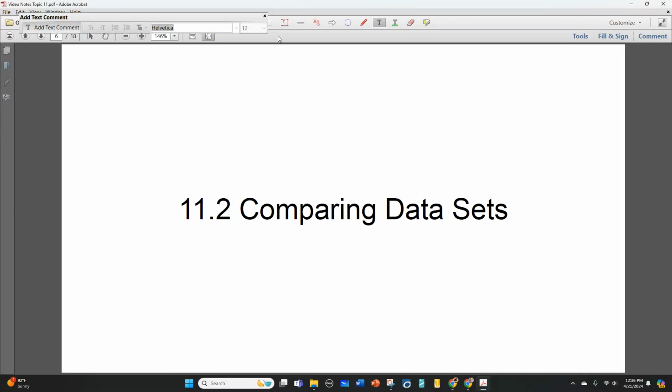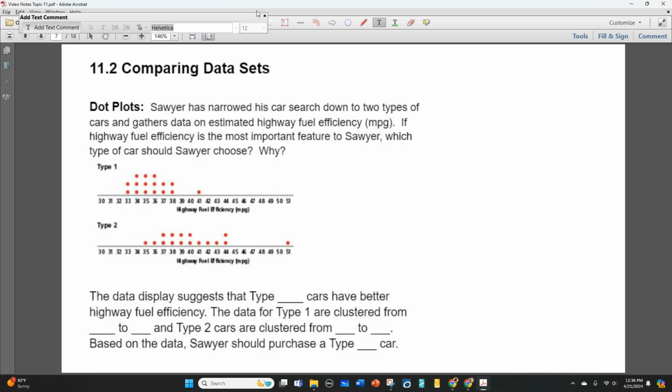All right, 11.2, comparing data sets. So now we're going to have two sets of data, and we're going to compare them. All right, let's get started.